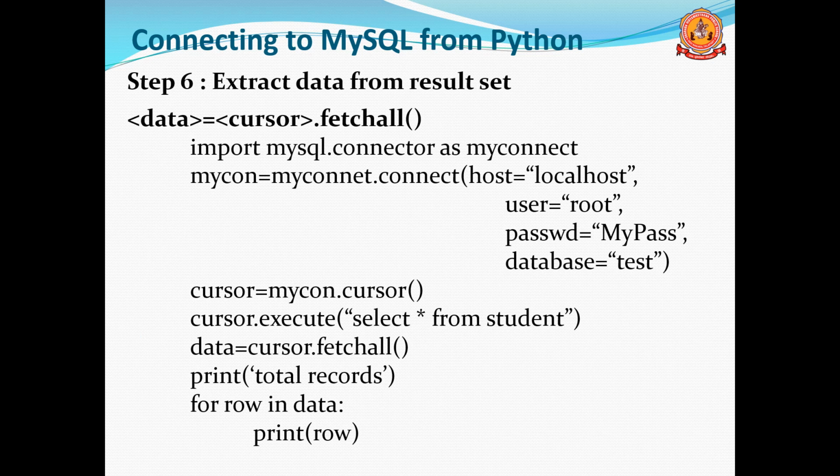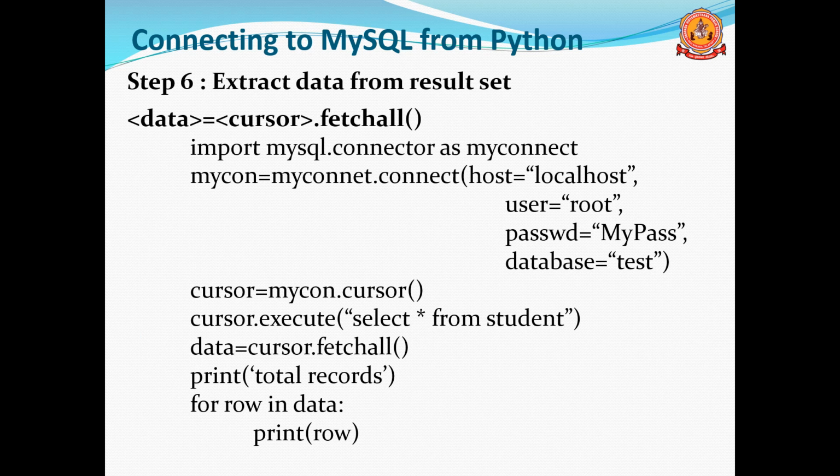Remember, mainly three are required, and the fourth one, the database, is not mandatory. Host, user, and password are compulsory. Host means localhost whenever the database is present on the same system. Whenever it is present on any other system, we have to provide that system's IP address. Then give the username, password, and database.